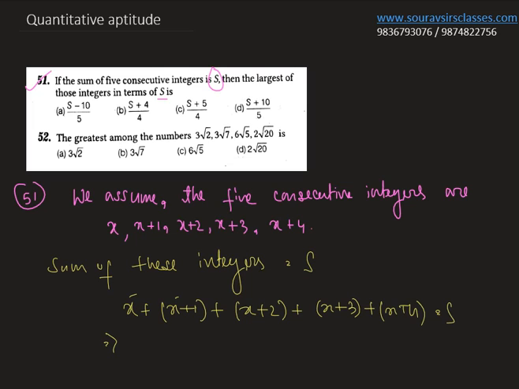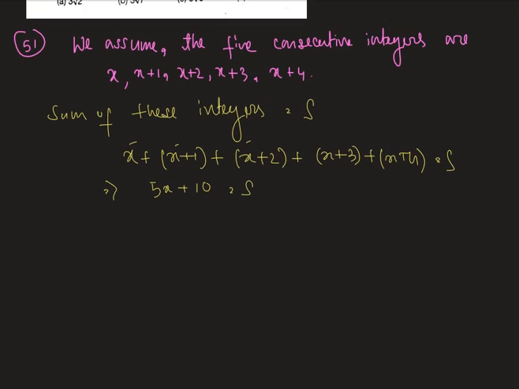Hence 1, 2, 3, 4, that is 10, so 5x plus 10 is equal to s. Therefore, we get 5x plus 10 equals s. Hence x plus 2 is equal to s by 5. Okay. Hence x is equal to s by 5 minus 2. Hence s minus 10 divided by 5 is equal to x. Now we need to find the largest one among these 5 integers.